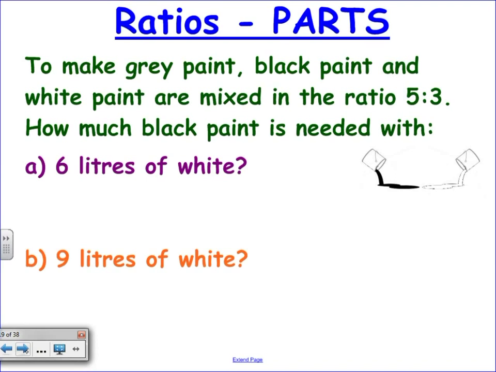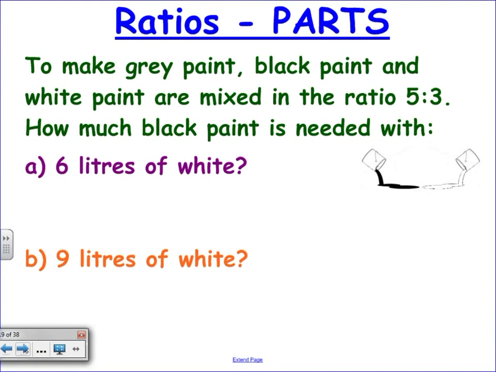Okay? To get grey paint, I mix black paint and white paint in the ratio of 5 to 3. How much black paint do I need with 6 litres of white, and then the second part with 9 litres of white? Okay. So write the ratio down first, and then decide what information they're giving you.